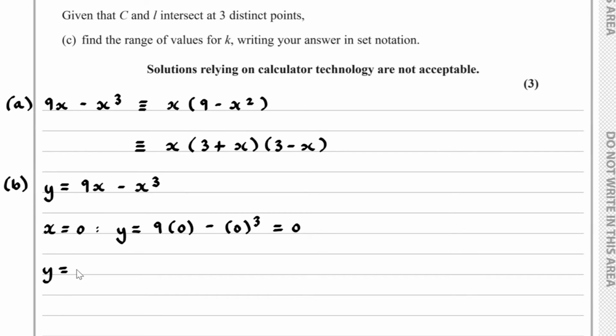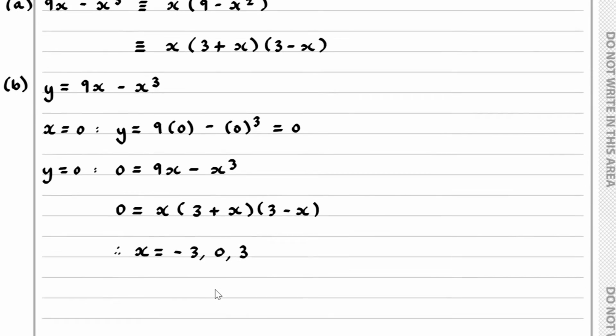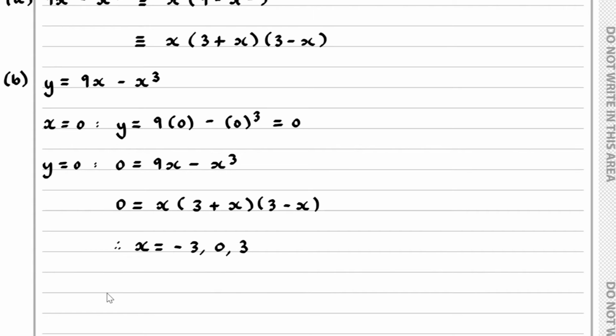And when y equals 0, we can find out where it crosses the x-axis. So I've got 0 equals 9x minus x cubed. So I've got 0 equals x multiplied by 3 plus x multiplied by 3 minus x. And so what we will be left with is x equals negative 3, 0, or 3. And so it crosses the x-axis at negative 3, 0, and 3.